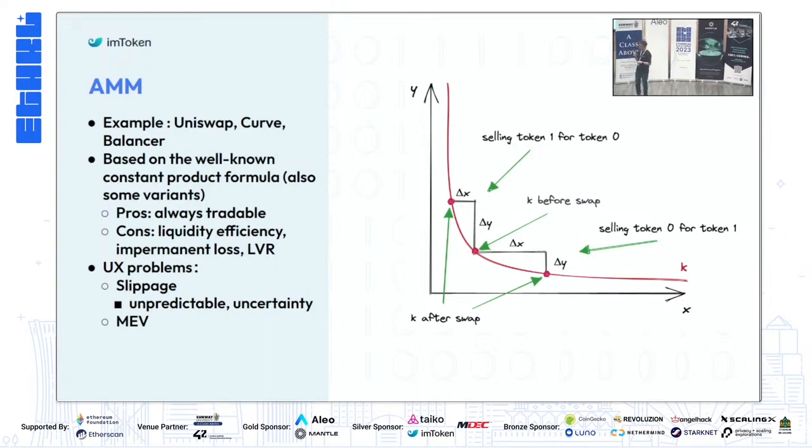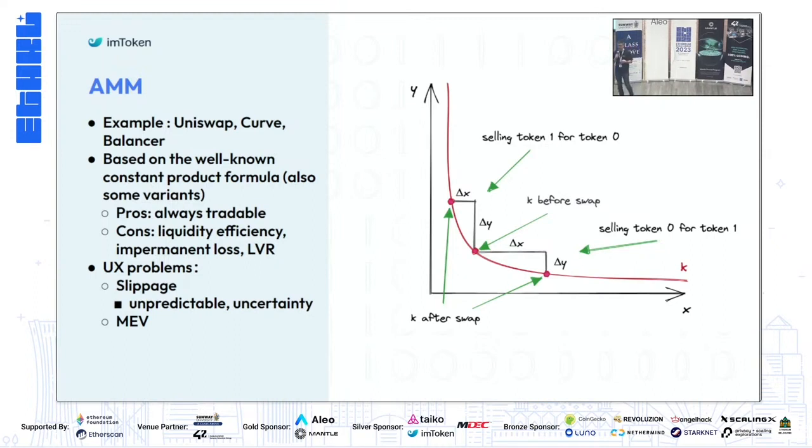But the problem of that kind of design is that the efficiency of the liquidity is not very good. Also, from the liquidity provider perspective, there are some issues like impermanent loss or the LVR cost when they are trying to provide liquidity to a pool.